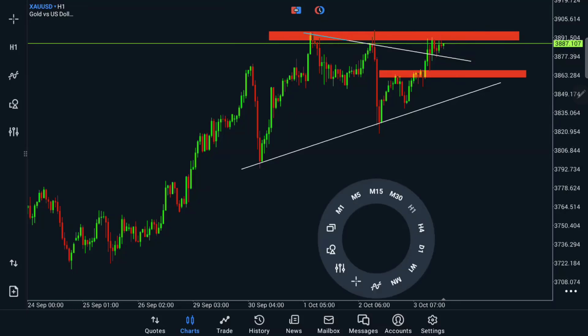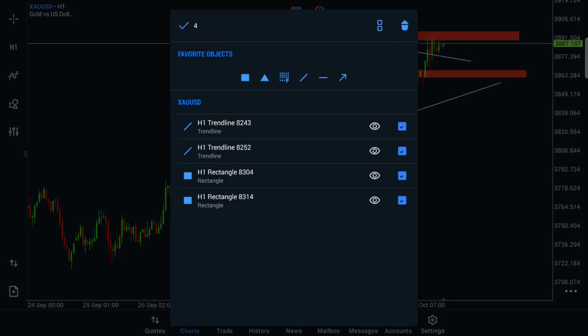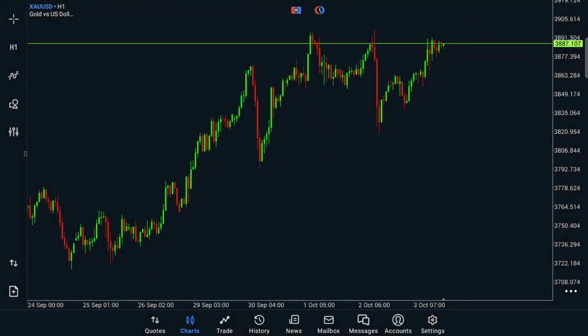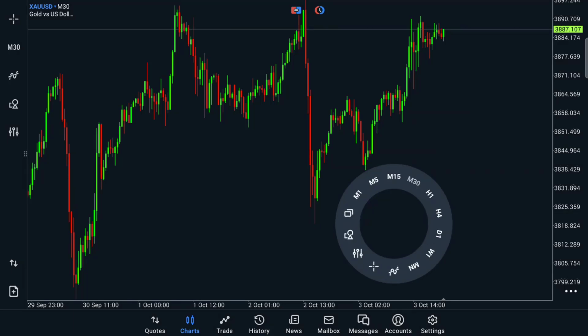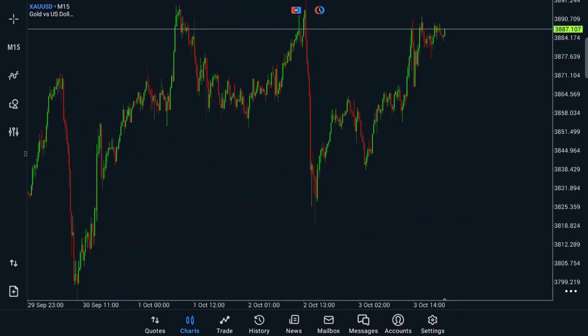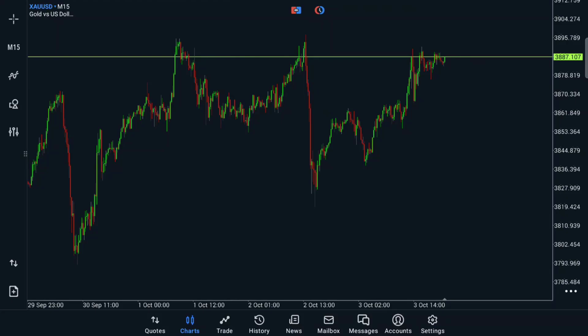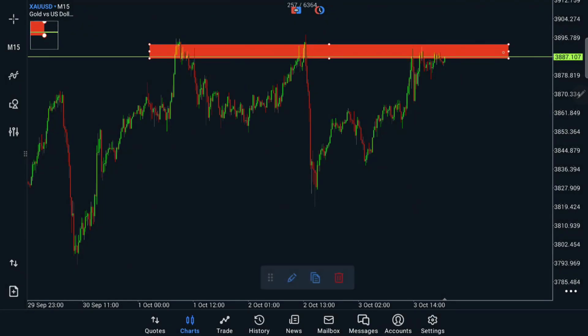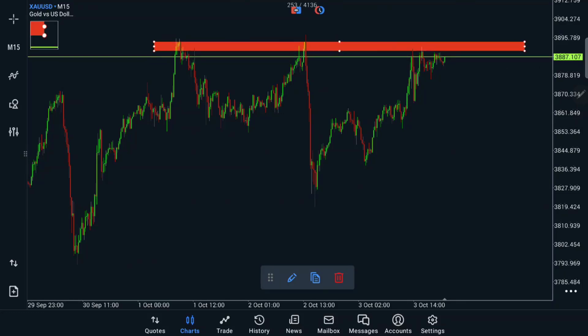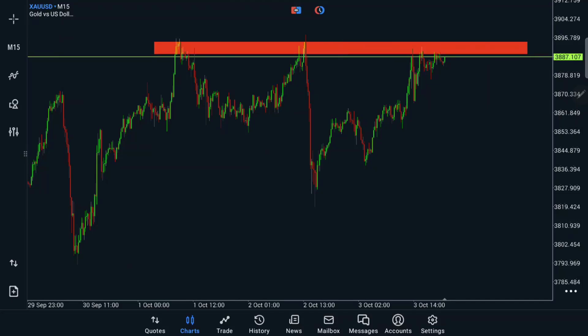For small time frame traders, let me analyze for those who want to scalp, like our VIP channel or free channel. So let's get back into the M15 time frame. As you can see, there is also a strong resistance zone like on the H1 time frame. Okay, so it has already touched this resistance area one, two, three times and is still on a bullish trend line.